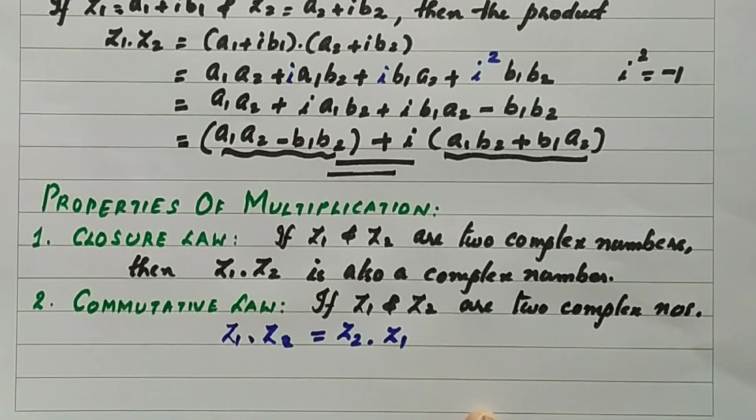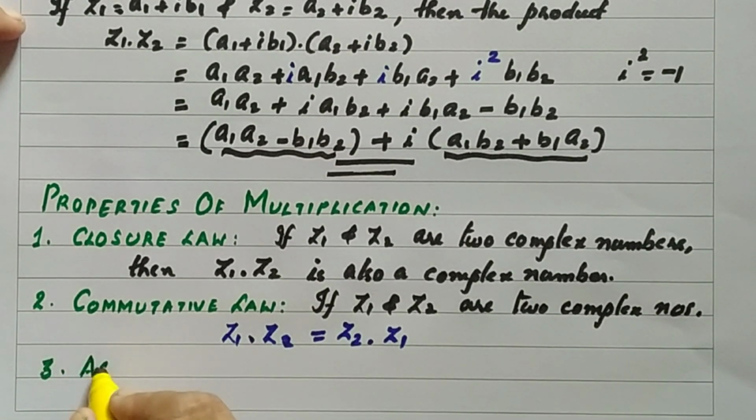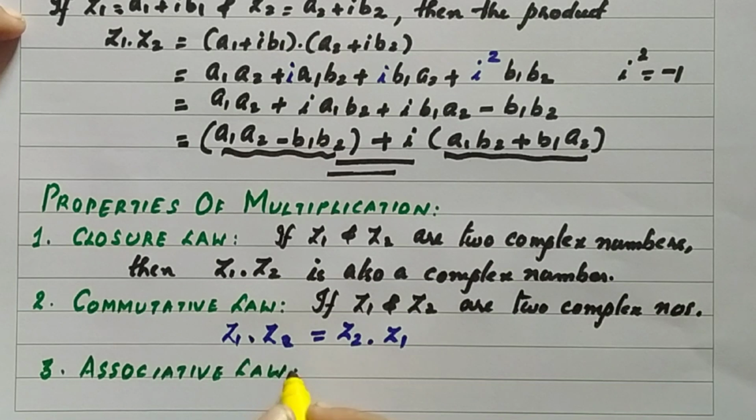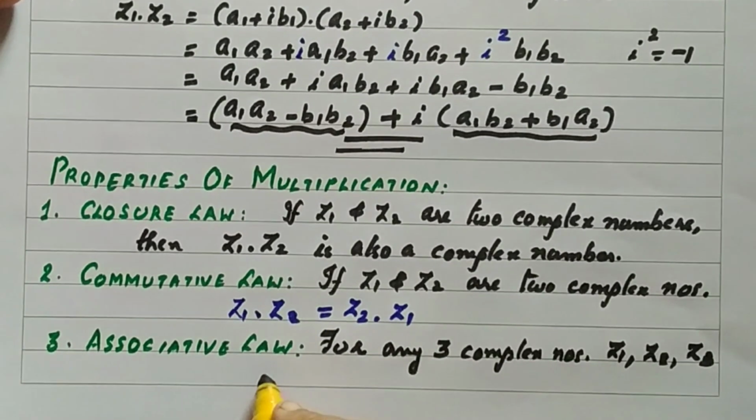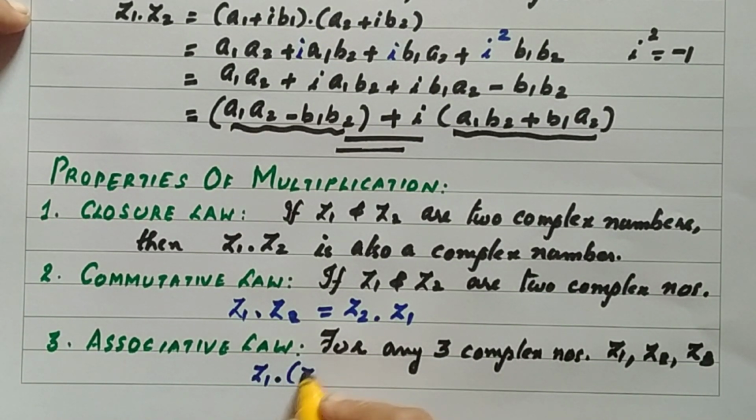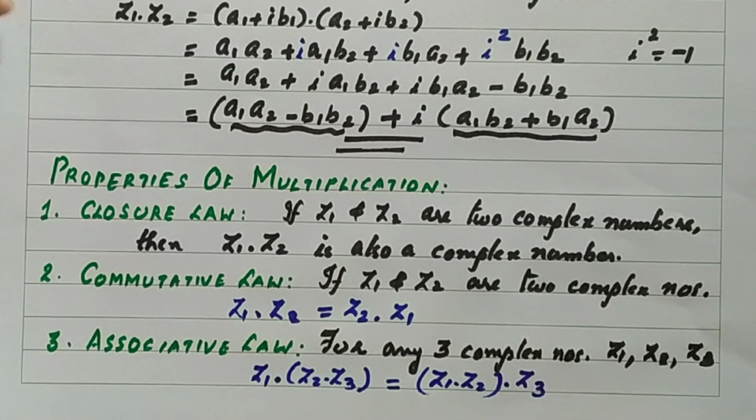Now, the third one, the associative law. The associative law states that for any three complex numbers Z1, Z2 and Z3, Z1 into Z2 in one bracket into Z3 is the same as Z1 into Z2 in one bracket into Z3, that is, Z1 into (Z2 into Z3) equals (Z1 into Z2) into Z3.